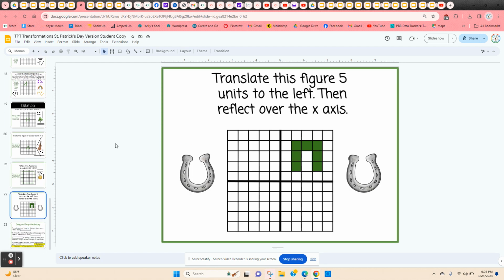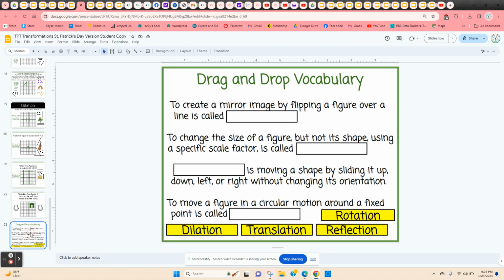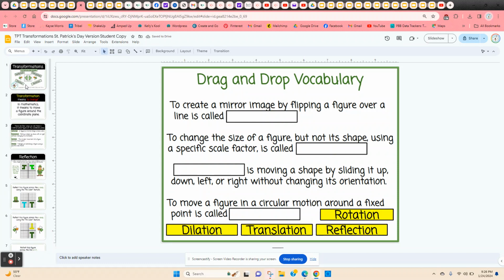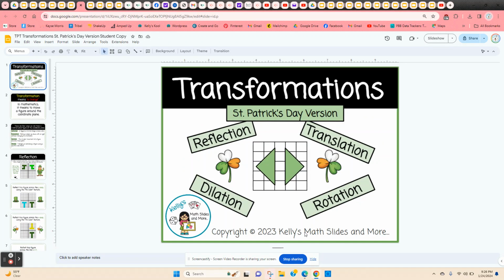Now the last transformation, they've got 2 different transformations on the same slide. So this one, they're going to translate 5 units to the left and then reflect over the x-axis. The final slide is just a review of all of the vocabulary, and they're going to click and hold on each one of these and move them into the correct place in the sentence frames. So that is a digital lesson of transformations, the St. Patrick's Day version.